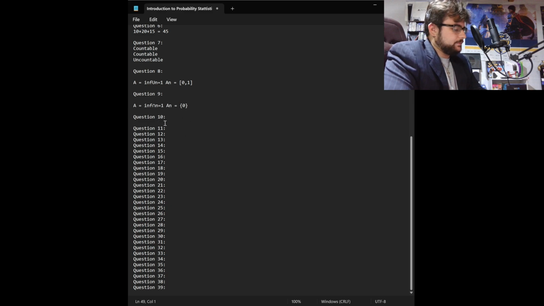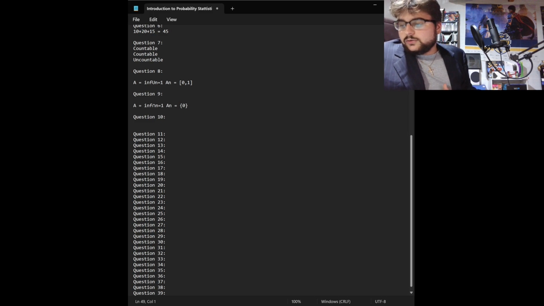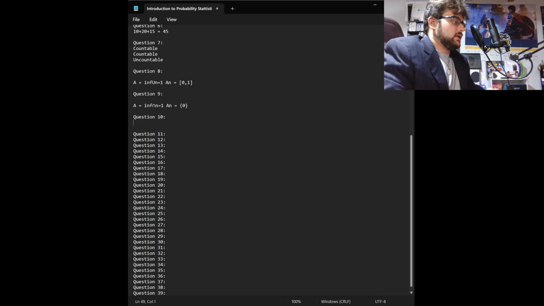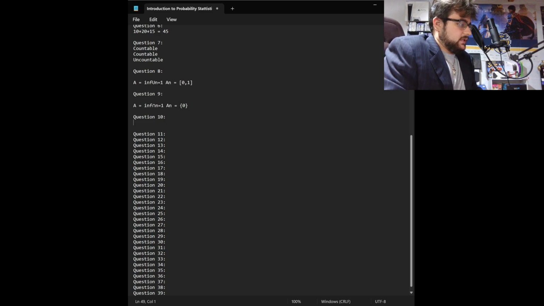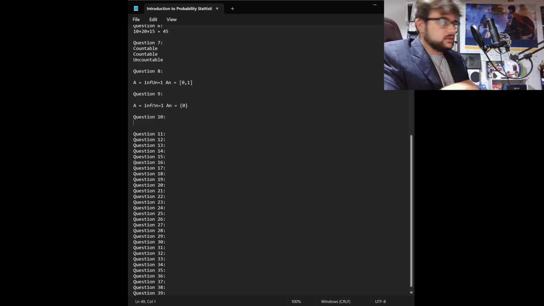Alright, 10. In this problem, our goal is to show that sets that are not in the form of intervals may also be uncountable. In particular, consider the set A defined as the set of all subsets of N. What a mouthful. Okay. This is a bijection. What, are we trying to prove this? Okay.